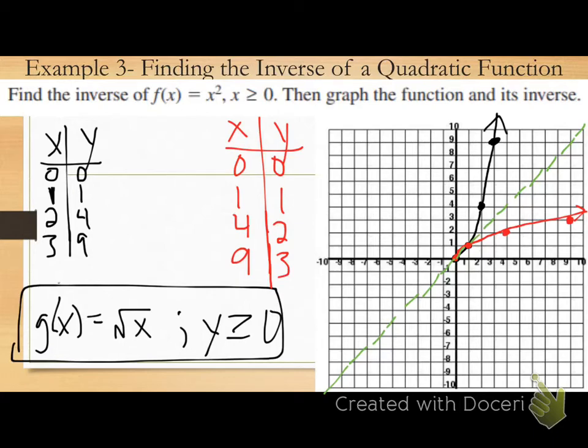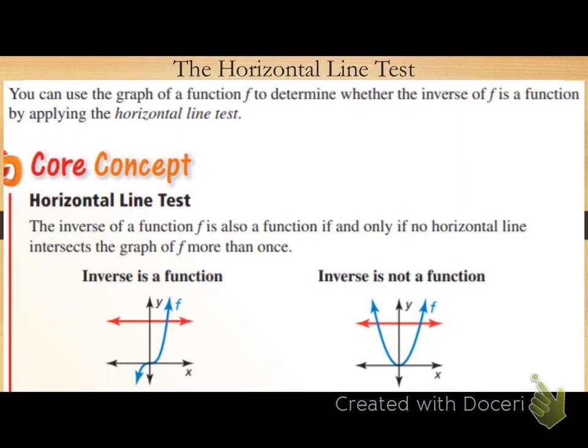All right, let's move on to the horizontal line test. So we just talked about the vertical line test. We have this thing called the horizontal line test as well. You can use the graph of a function f to determine whether the inverse of f is a function by applying the horizontal line test. So instead of holding your pencil like this, you're going to hold it like this. The inverse of a function f is also a function if and only if no horizontal line intersects the graph of f more than once.